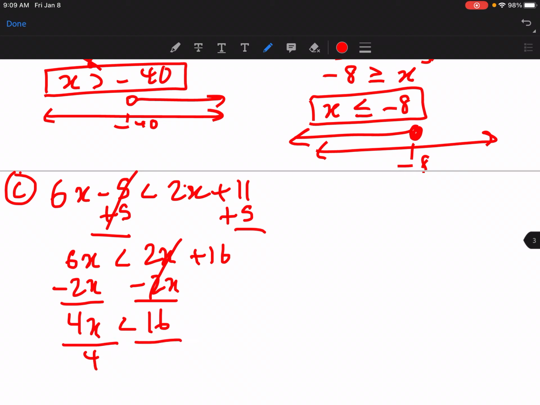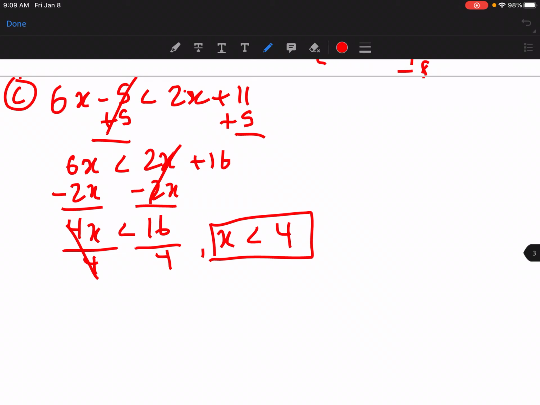Lastly, I need to divide both sides by 4. Therefore, my x is less than 4, since 16 divided by 4 is 4. I'm going to draw my number line here. At 4, it's going to be an open circle, and it is pointing to the left side.